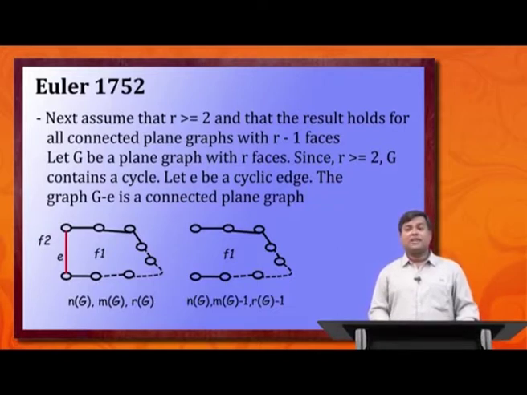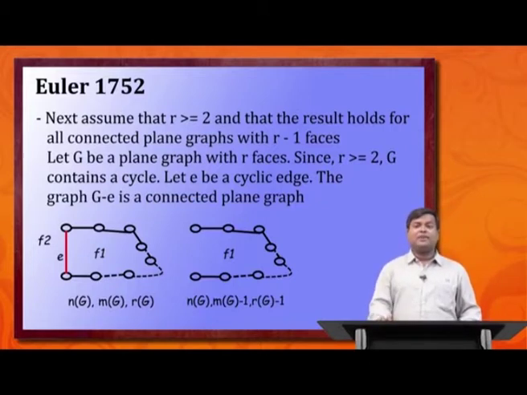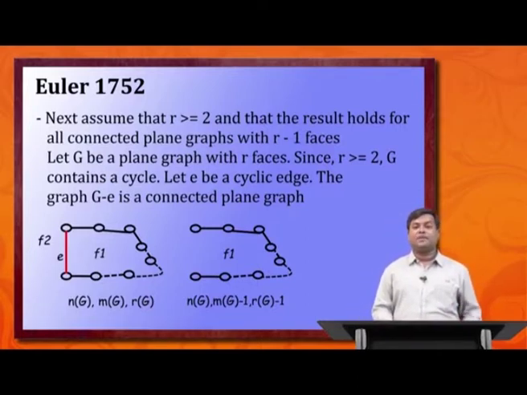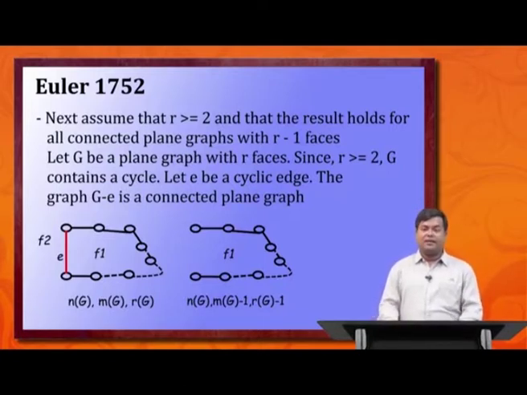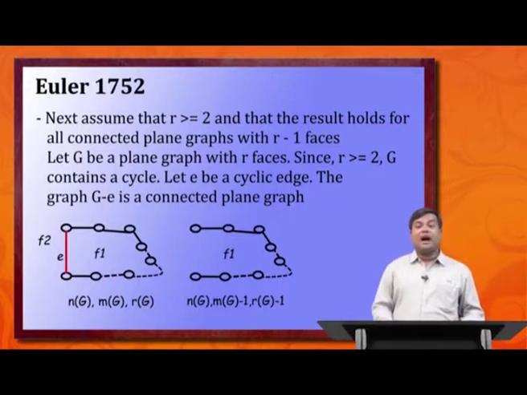Now what is the total number of edges? Since we have removed the edge E, the total number of edges will be m minus 1. We have deleted one edge, and that is the reason the total number of edges is m minus 1. Now the last point is r. We need to calculate r for the new graph, right? And in the graph G we have two different regions, f1 and f2.